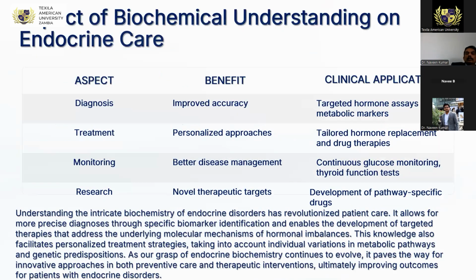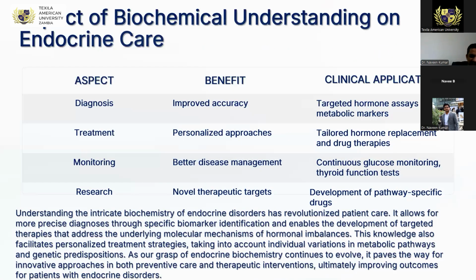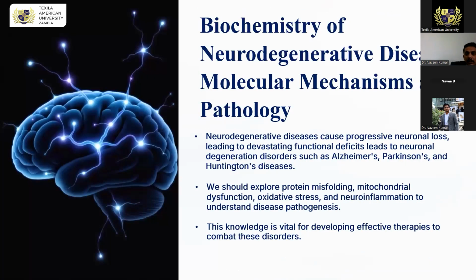Understanding the biochemical basis of endocrine care is very important, through targeted hormone assays and biological markers. For example, certain hormone levels will be elevated in specific endocrine disorders. By monitoring these levels, we can assess the disease condition. And then the biochemistry of neurodegenerative disorders, where a lot of research is going on in this domain, looking at the molecular mechanism and the pathology.